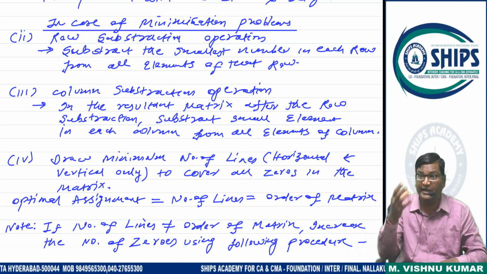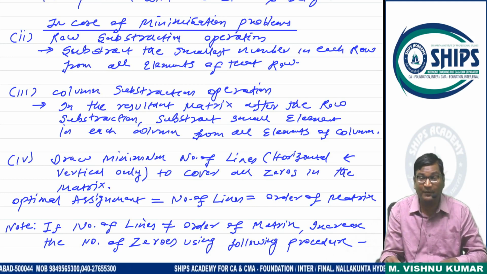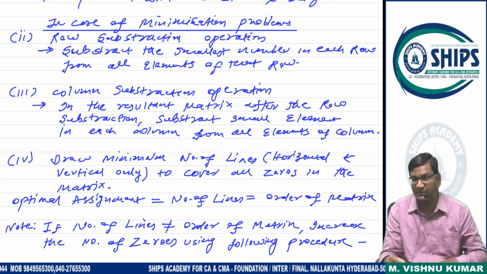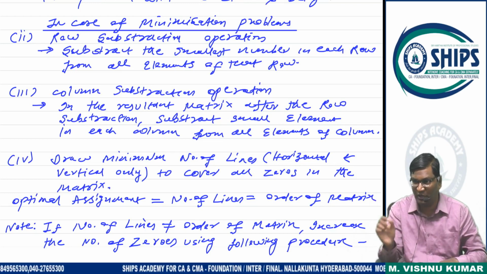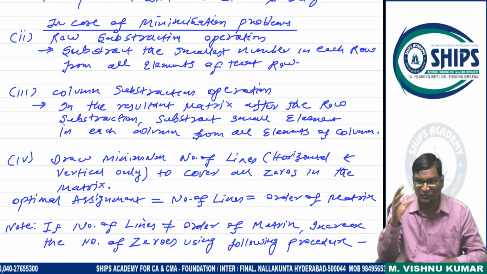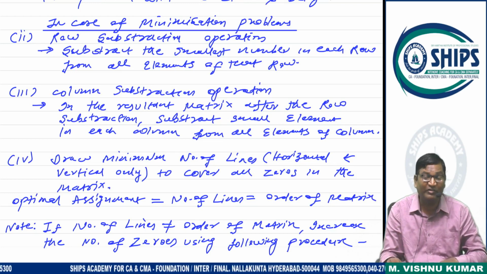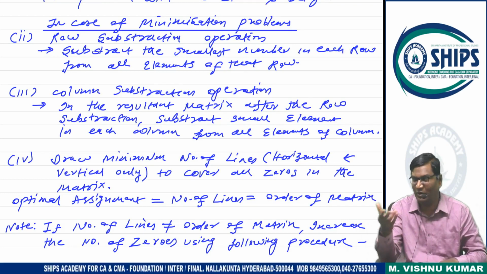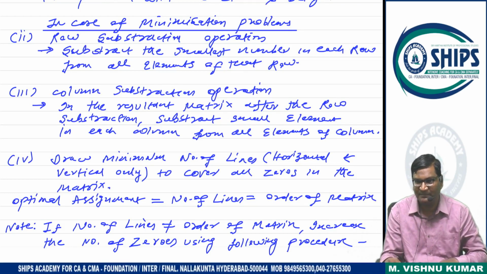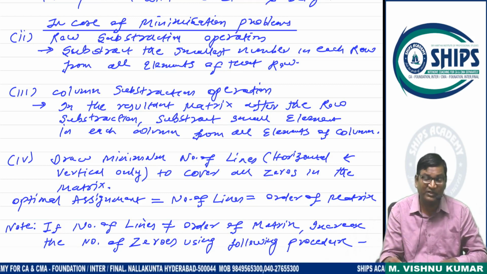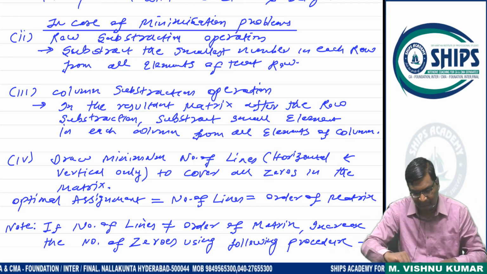Because he used the opportunity cost concept. In maximization, if you solve directly, opportunity revenue will come, not opportunity cost. So it will be wrong, no? That's why opportunity cost is required. What is required? Opportunity cost.